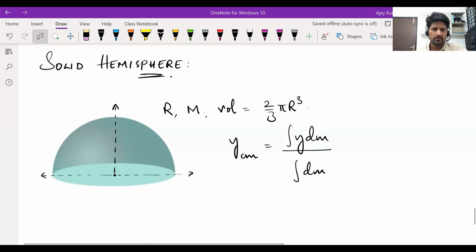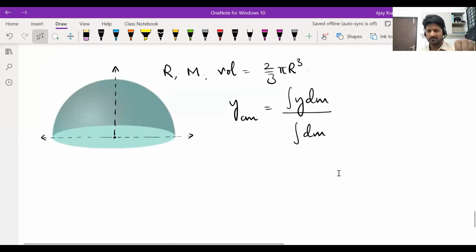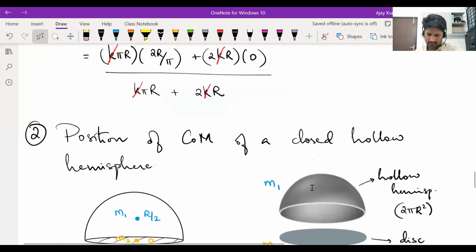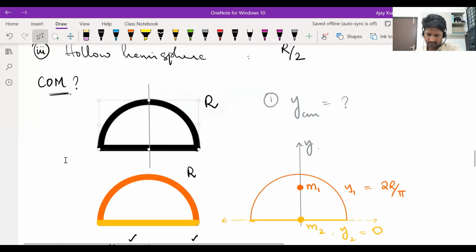Okay, you all imagine, like if you look from the side, it will look like a semicircle only. Exactly from the side, if you see, it looks like a semicircle. I'll use that semicircle diagram.